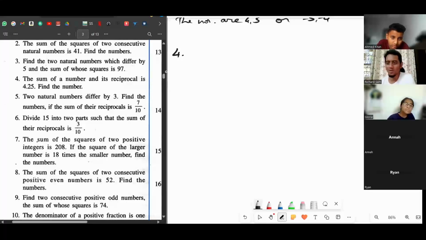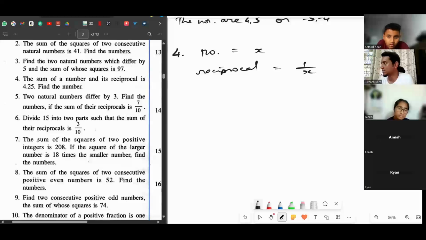Yes. Only one person got it, no one else? The sum of a number. So what will we take the number as? The number is x. And its reciprocal is what? 1 upon x. Right, that's the reciprocal of x. Reciprocal means what? Now, this I cannot teach you. This you should know. Reciprocal means 1 upon. Okay. So the sum of these two is 4.25. Got it, everyone? Okay. Again, that's also homework.